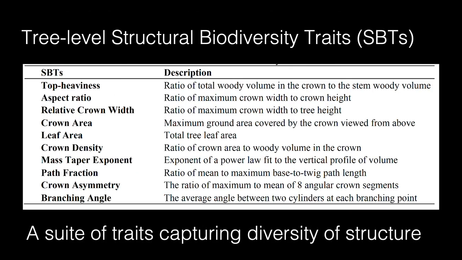Here you can see the suite of individual tree traits that we're planning on deriving, from top heaviness of an individual tree to crown area or branching angle of the individual tree. And we believe that this kind of suite of structural metrics will give us an idea of the diversity of that structure of individual trees that exists globally.